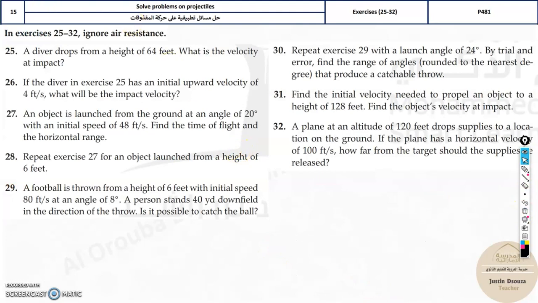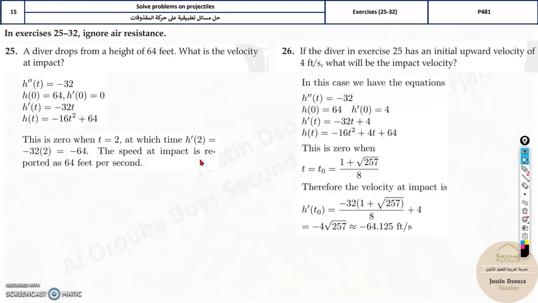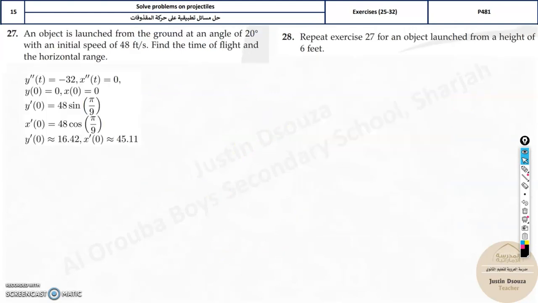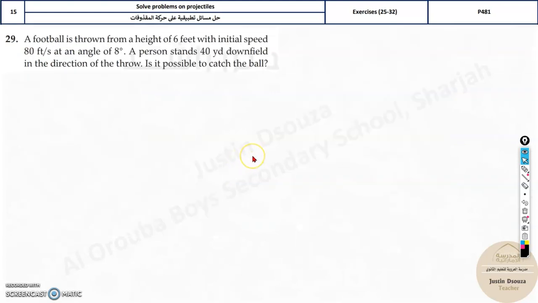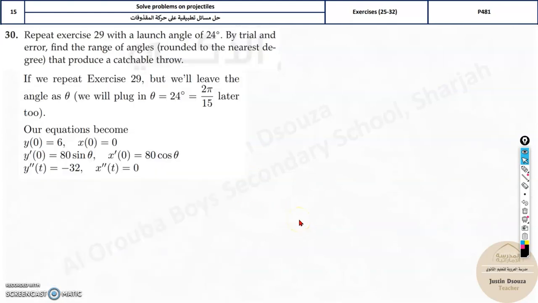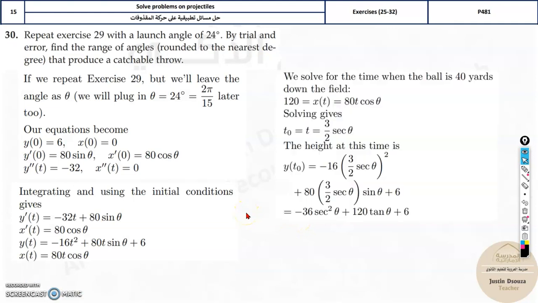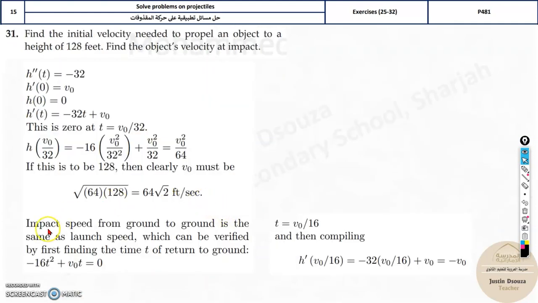Same concept is used. You need to solve all these by yourselves. The explanations are over here. You can pause it and check it out. Please do solve it by yourself and then check for the answers. If you're getting any doubts, please click on the video link in the description that has explained the entire projectiles lesson. So all this, you can just pause it and check the answers later on. That's it.